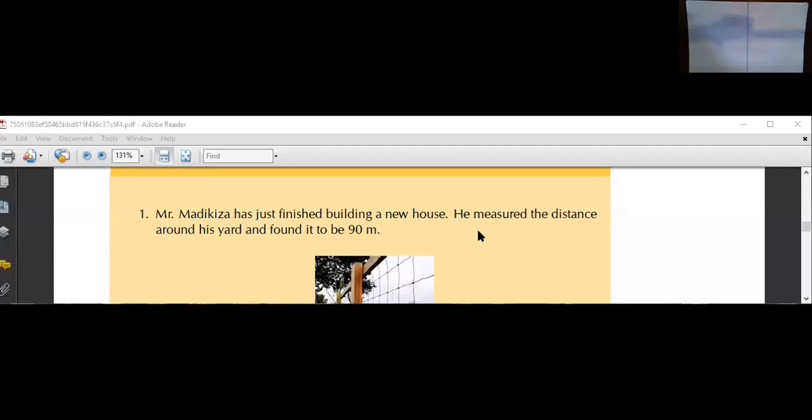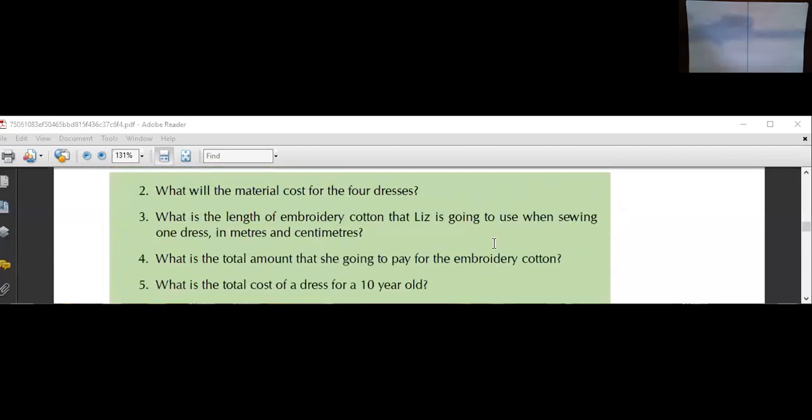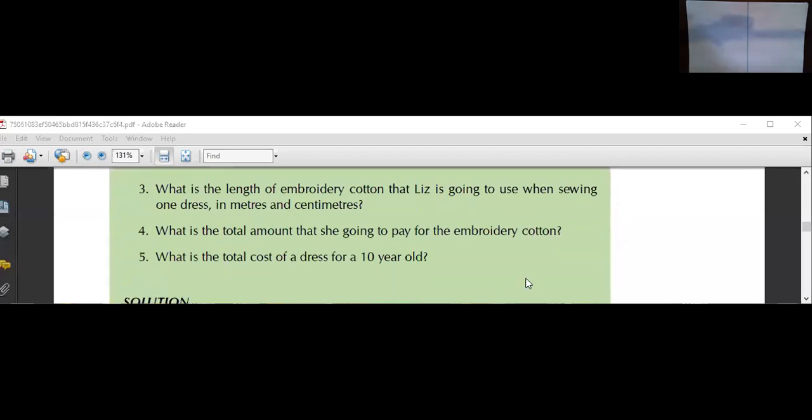Mr. Madikiza has just finished building a new house. We were doing this question yesterday. We looked at how to calculate the amount needed to make a single dress. I asked you guys to take a look at question number 4 and 5.